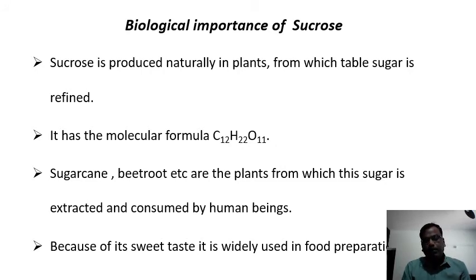In our country, in our area, you know, sugar cane is the main source. Normally, we use the sugar which is produced from sugar canes. So our sugar factories mainly use sugar canes as a source of material for production of table sugar. But in some other countries, like I heard in European countries, they use beetroot, and from beetroot they extract the sugar which is used in the preparation of food. And because it is sweet in taste, it is widely used in preparation of the food.